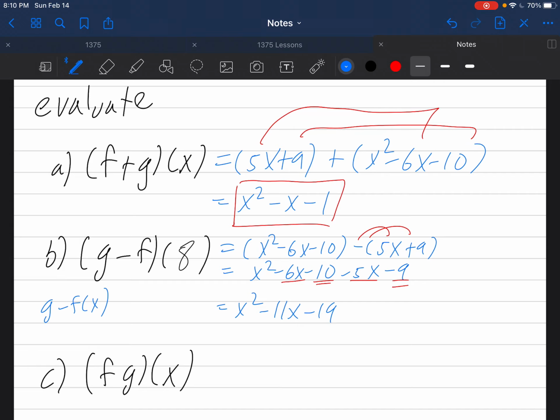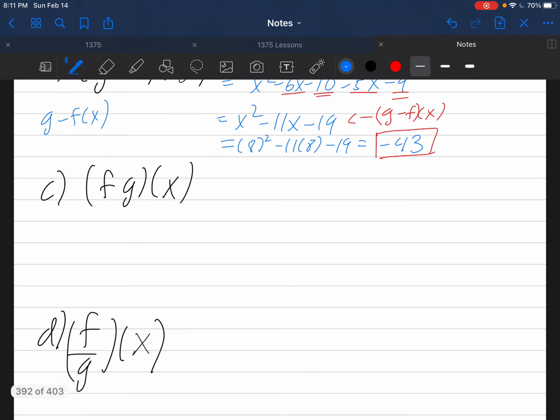So what we have here is g minus f of x. And then we can plug the number 8 into here because this one is saying that the input has to be the number 8. So we'll get 8 squared minus 11 times 8 minus 19, which is going to work out to be negative 43 after we add all that and subtract all that together.